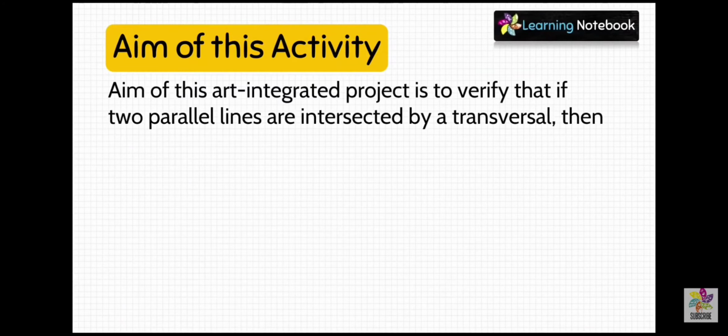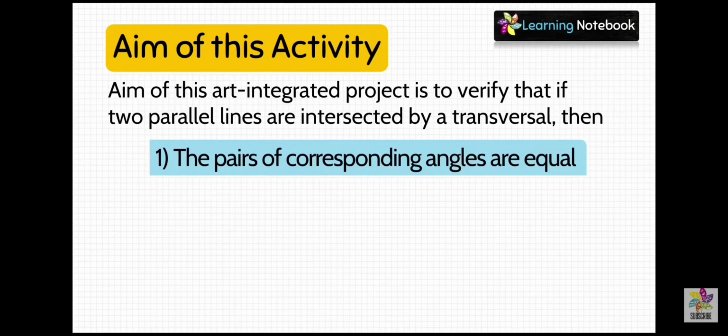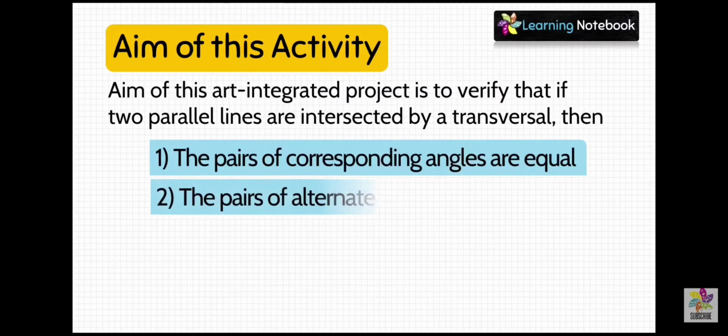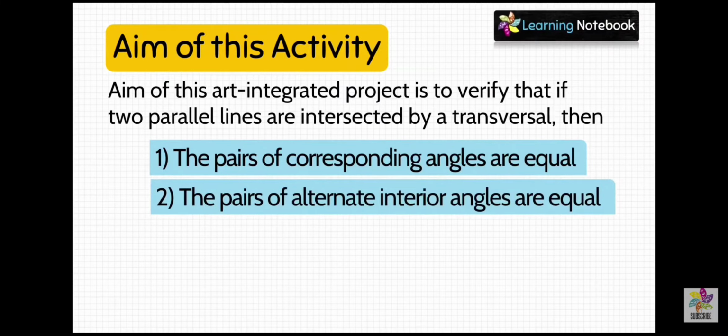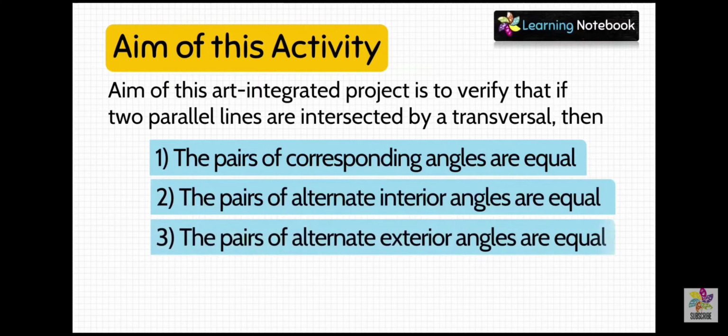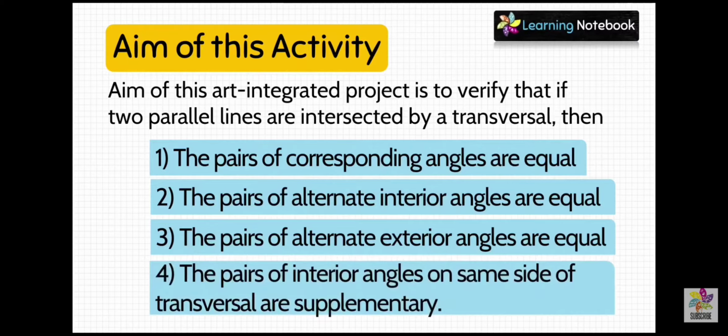The aim of this art integrated project is to verify that if two parallel lines are intersected by a transversal, then first, the pairs of corresponding angles are equal. Second, the pairs of alternate interior angles are equal. Third, the pairs of alternate exterior angles are equal. And fourth, the pairs of interior angles on the same side of the transversal are supplementary. So, we are going to verify all of these with the help of this activity.